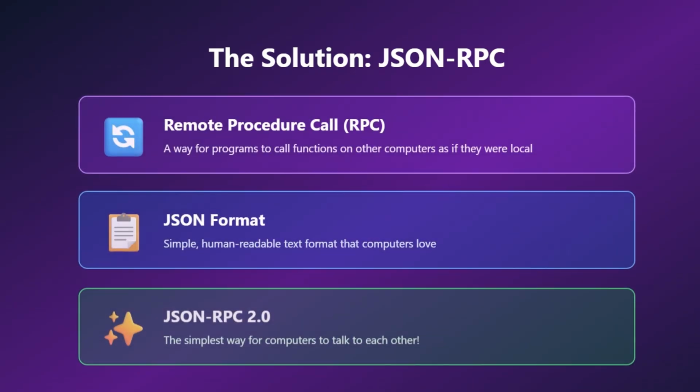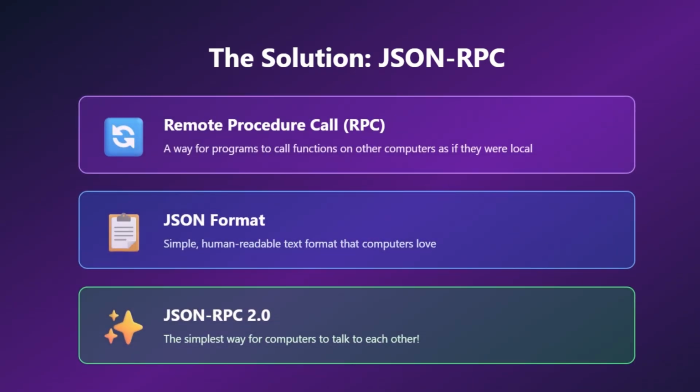JSON-RPC is a solution. It's a remote procedure call protocol that uses JSON format, simple, human-readable text that computers love. It's the easiest way for programs to communicate, whether they're on the same computer or across the internet.